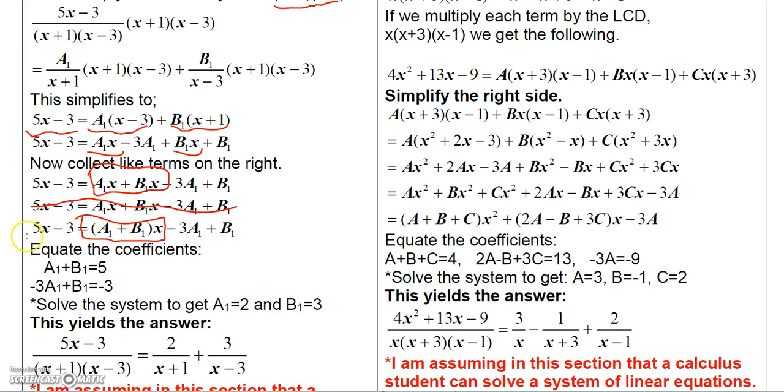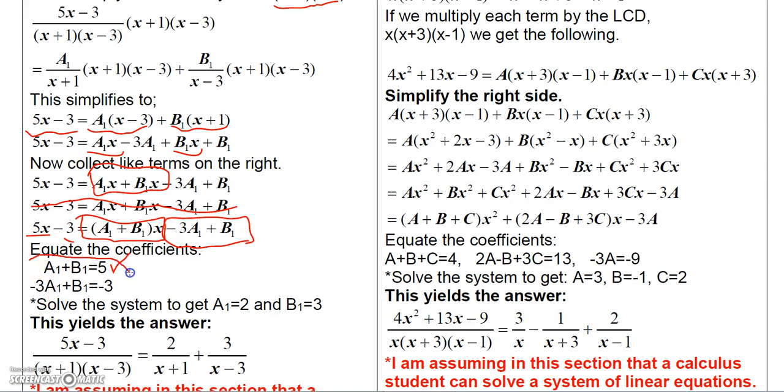And the coefficient of x on the left-hand side is 5. So then a1 plus b1 must equal 5. So that gives me this equation. All right, now look at the constants. The constants are minus 3a1 plus b1. Those are just constants. So minus 3a1 plus b1 has to equal the constant that I have on the left-hand side. So minus 3a1 plus b1 must equal negative 3.